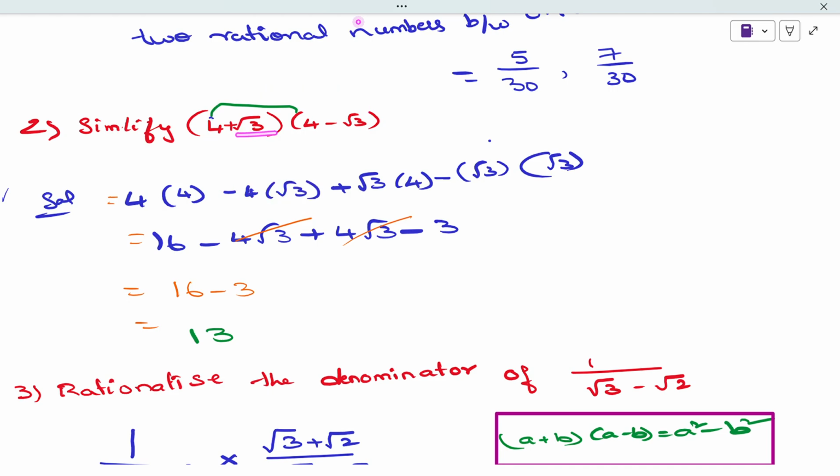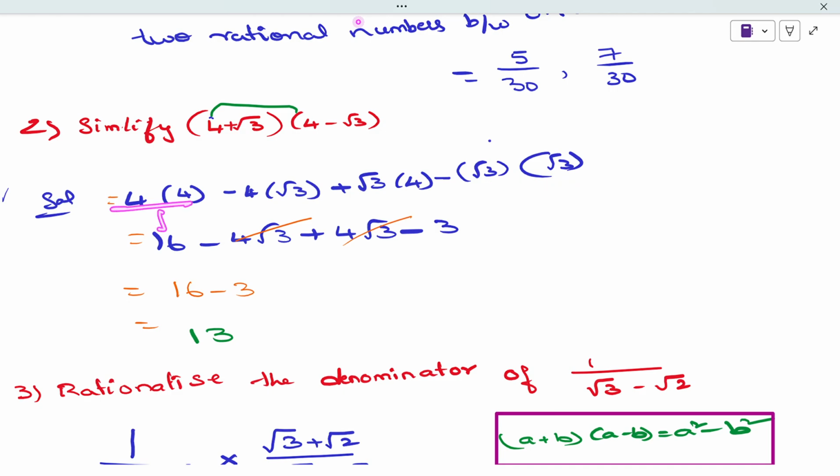Next, we are going for plus root 3. Plus into plus is plus, root 3 into 4. Next, root 3 into minus root 3: plus into minus, minus we have to write. And root 3 into root 3.